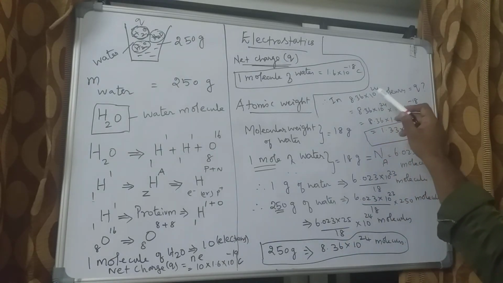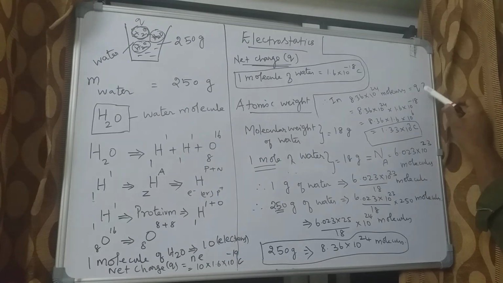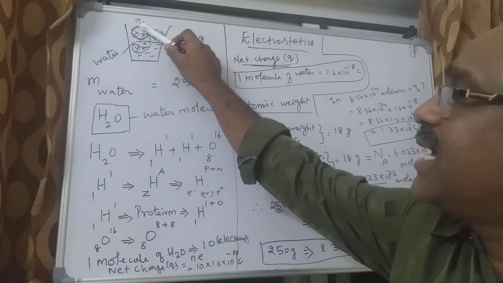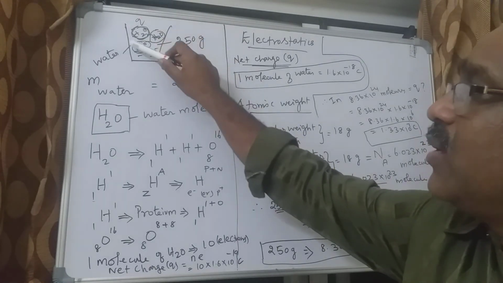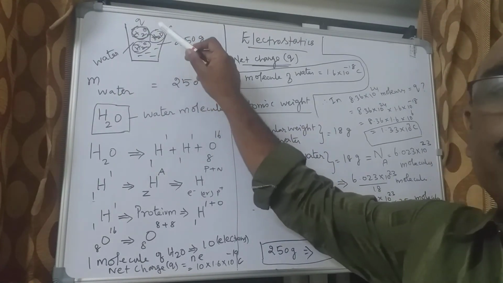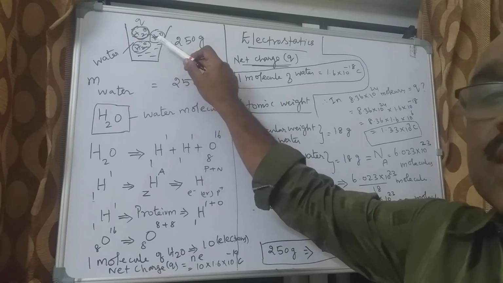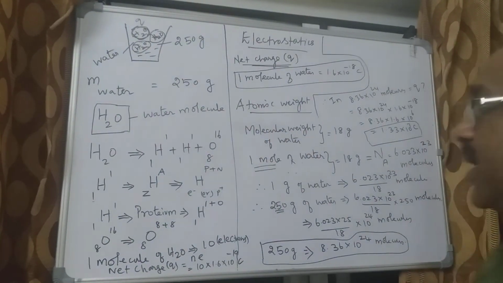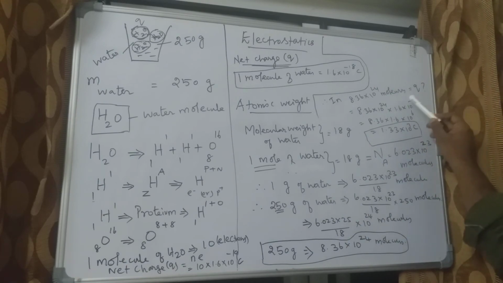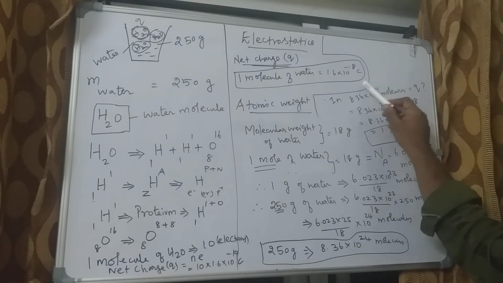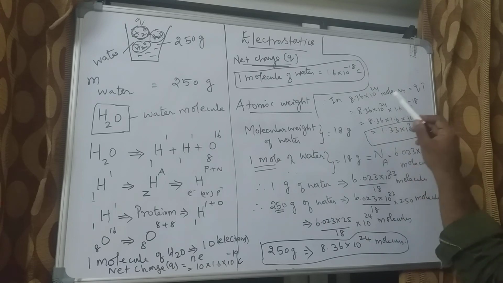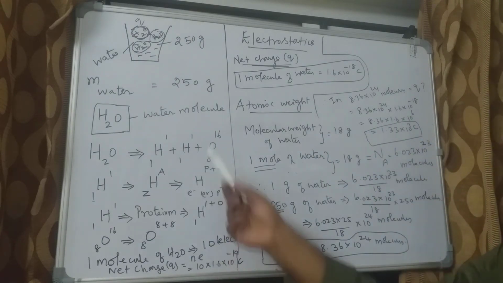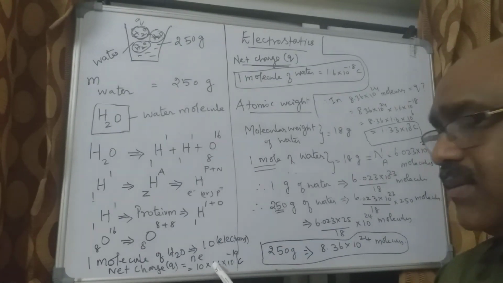In 8.36 into 10 to the power 24 molecules, what is the charge present? We are going to find the net charge. How much charge is there in this 250 gram of water? How many positive charges and how many negative charges are there in this 250 gram of water is what we are going to find. Now we want the charge in this many molecules. So what we can do is, we know that in one molecule this is the charge.